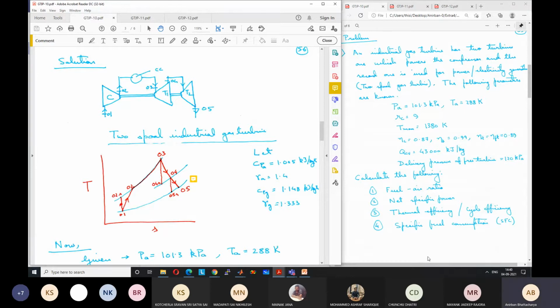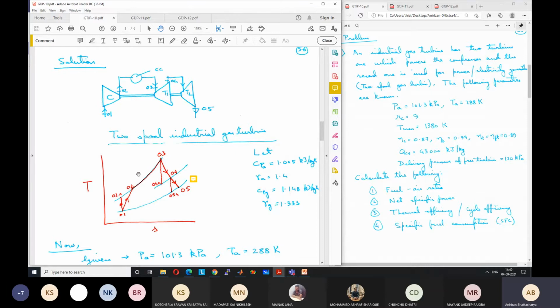Because it's a ground-based industrial turbine, the ambient conditions are atmospheric pressure at sea level, 101.3 kPa, and 15 degrees centigrade, so 288 Kelvin. The compressor pressure ratio is 9, and nothing is mentioned about pressure losses, so we will assume that there are no pressure losses. If there are pressure losses, you should be able to take that into account.